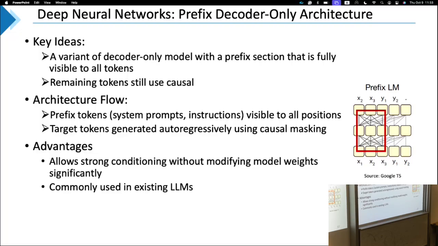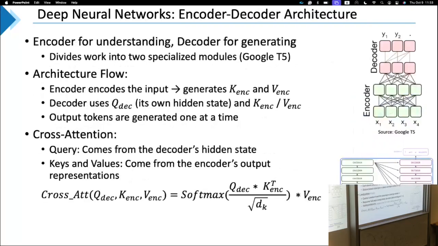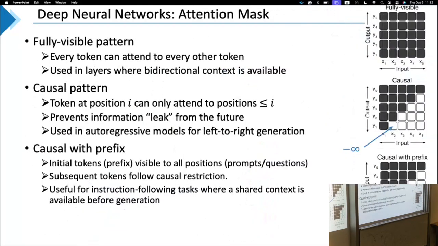It's also the backbone of most existing large language models. So basically, the attention mask of this prefix decoder-only architecture is exactly what we mentioned here, the causal mask with prefix.